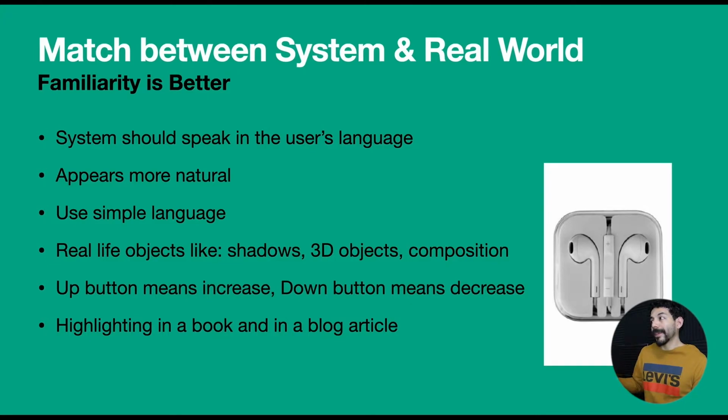Here another example is the up and down button, like on a phone, or the earbuds here, they have up and down. So increase volume, decrease, that's kind of universal, and it's really familiar to a lot of users. Another one is highlighting in a book and a blog article. They're almost the same, and it shows that to users, and users really like that.